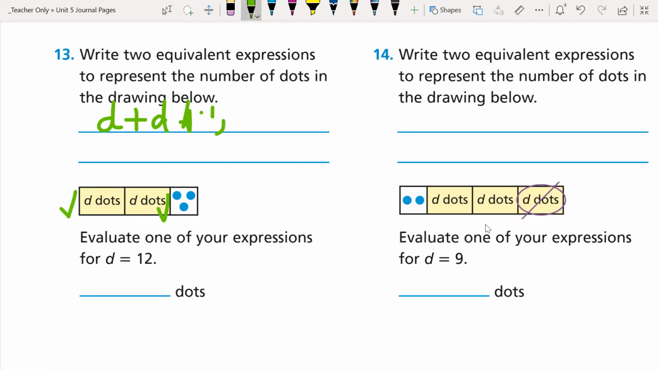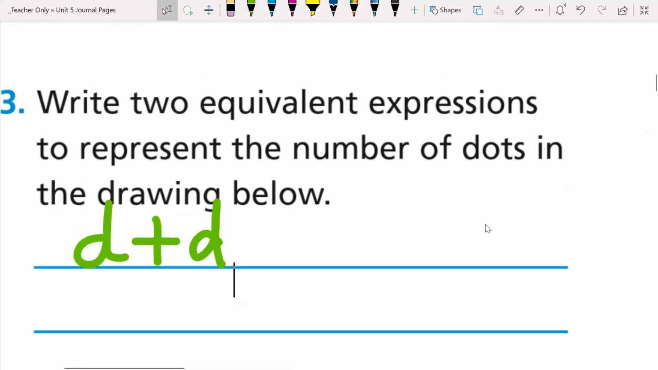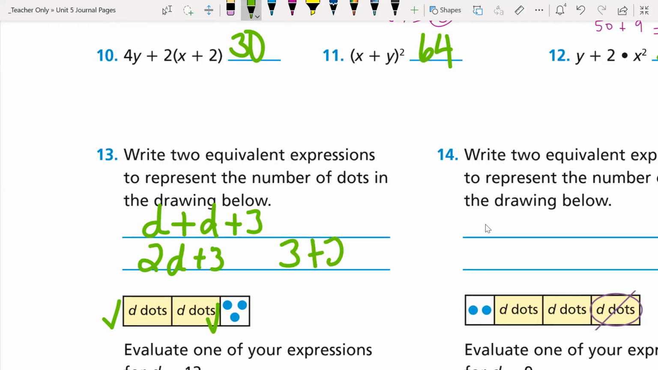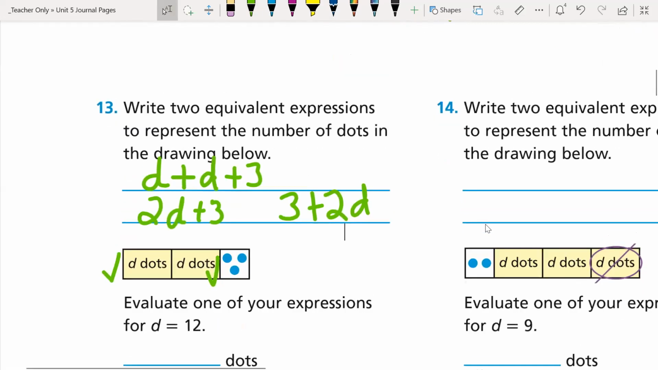Sorry. We could do D plus 3. Or we could do 2D plus 3. We could also do 3 plus 2D, right? Using the commutative property of addition, switch those around. Good.